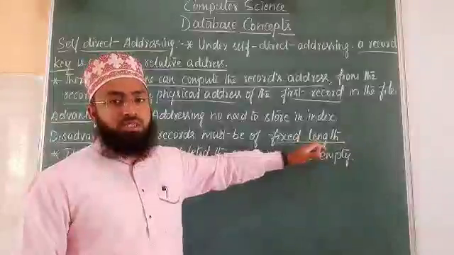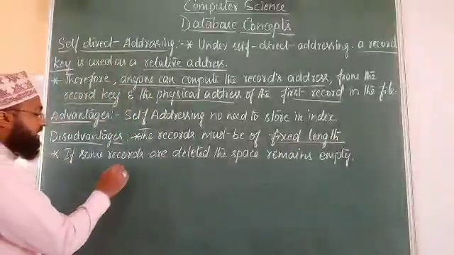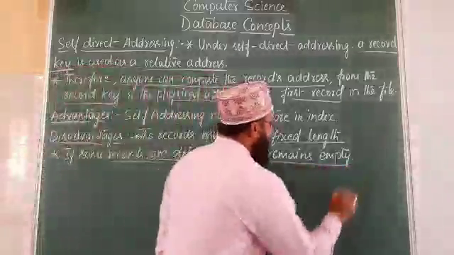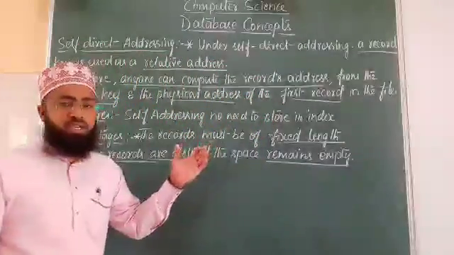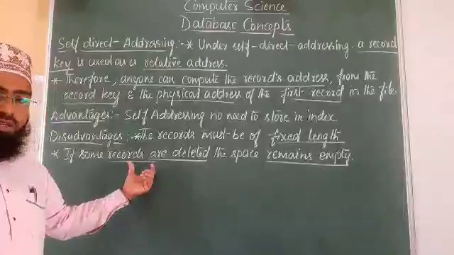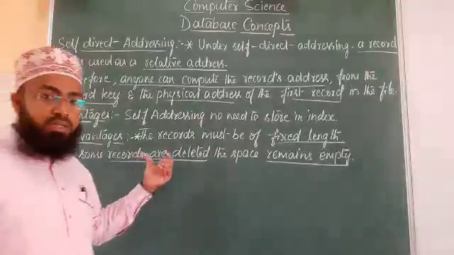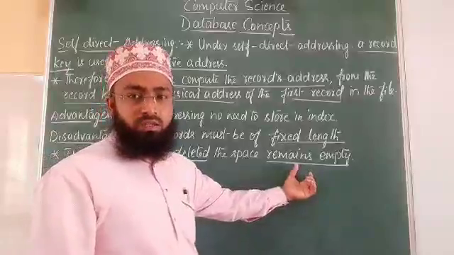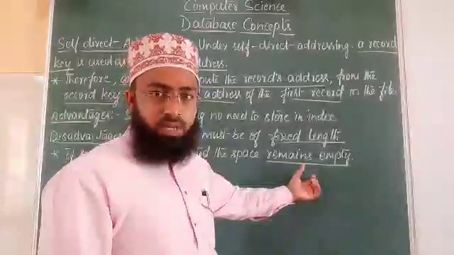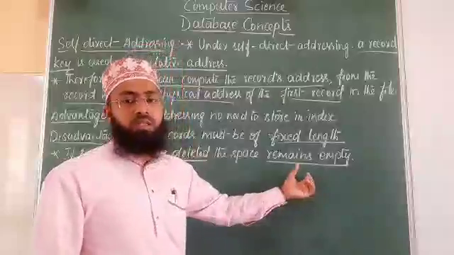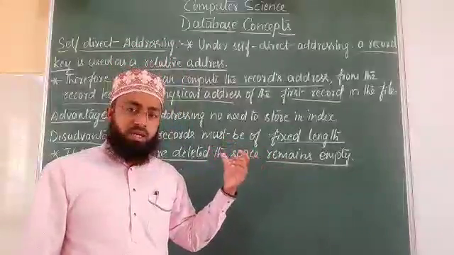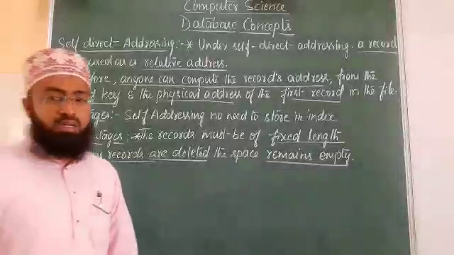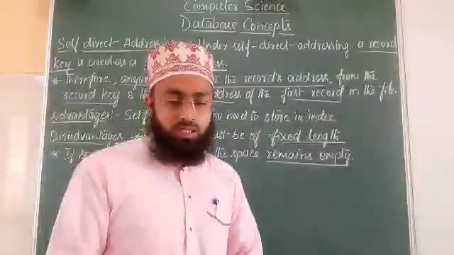That is the disadvantage. And one more thing, if some records are deleted, then the space remains empty. No record is filled there. From the place where the record has been deleted, the place will remain empty. It will not allow any other records in its place. If one record is deleted, then the space remains empty. Okay, hope you have understood the self-addressing, that is direct addressing method.